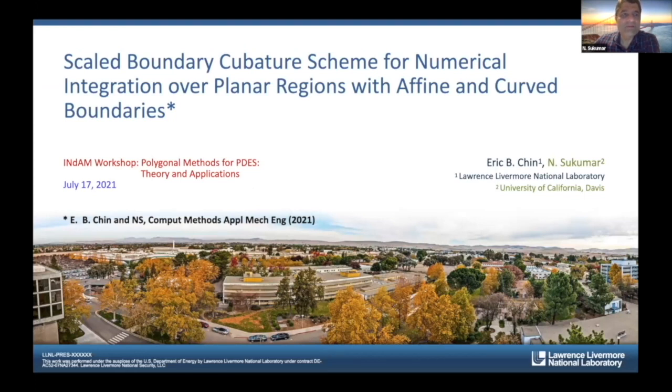So as was mentioned, the title of my talk is Scaled Boundary Cubature Scheme for Integration over Planar Regions or two-dimensional regions with affine and curved boundaries. This is joint work with Eric Chin, who's at Livermore National Lab, and you can see the campus below of the lab. The entire talk is based on this paper, which appeared earlier this year in CMAME. So you can pretty much follow the talk and the paper. They are in sync.